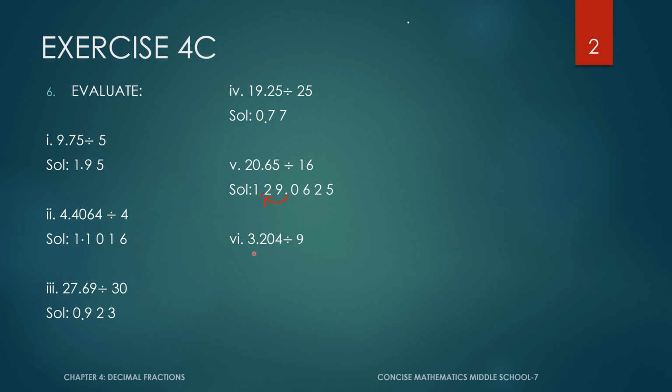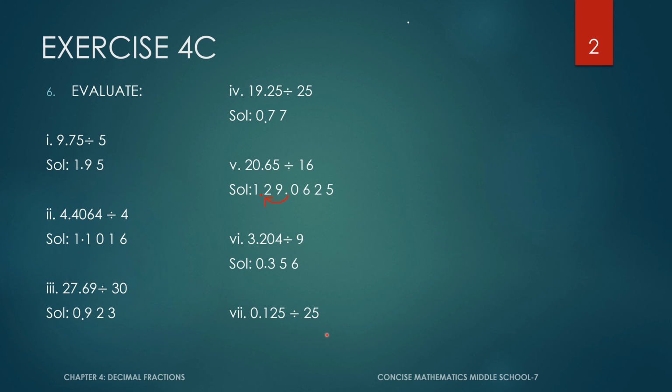Even here just assume it as 3204 divided by 9. So this is what you get. Now after this point you are having three decimal places. So imagine a point over here and move it 3, 1 2 3. So you will get a point over here. 0.356 will be the answer.